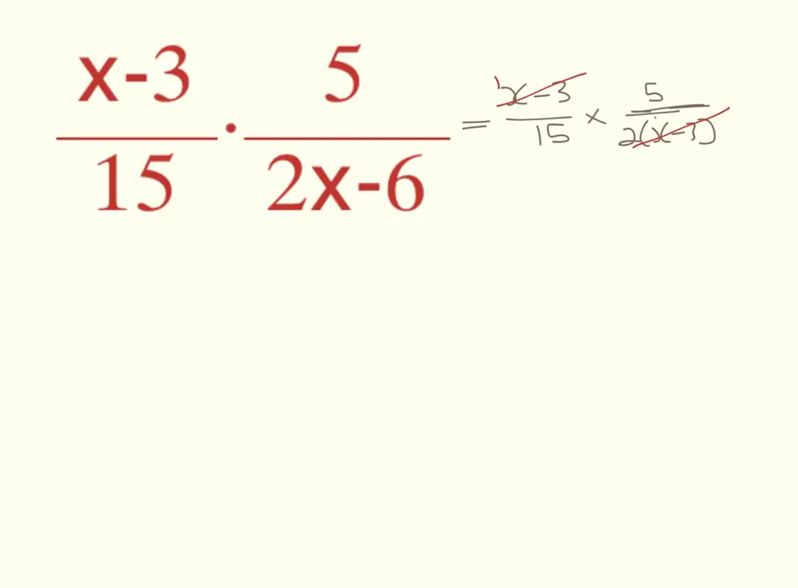Okay. And look closely again. That 5 and this 15 can interact with each other. 5 goes into 15 3 times. So that becomes a 1 and that becomes a 3. Okay, so we can finally finish this up now by saying the top times the top. So 1 times 1 gives me 1. And 3 times 2 gives me 6. So all of this has been whittled down to just 1/6.